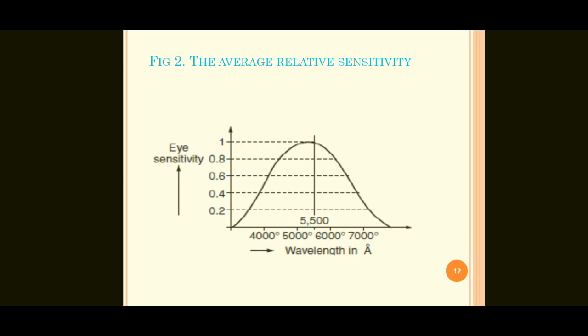So 5500 is the wavelength to which the human eye is most sensitive. It is the yellowish-green color, and the range varies from 5000 to 6000.